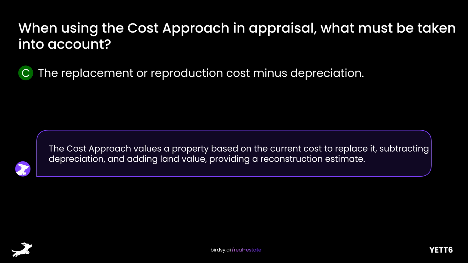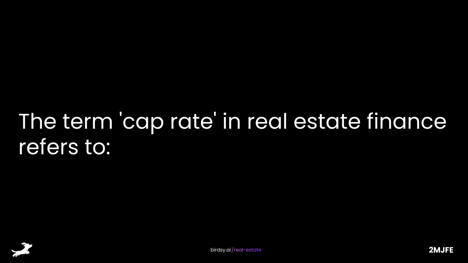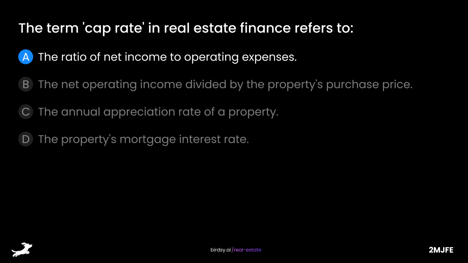The cost approach values a property based on the current cost to replace it, subtracting depreciation, and adding land value, providing a reconstruction estimate. The term cap rate in real estate finance refers to: is it A, the ratio of net income to operating expenses, B, the net operating income divided by the property's purchase price, C, the annual appreciation rate of a property, or D, the property's mortgage interest rate?